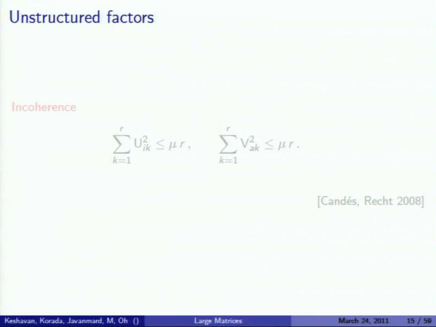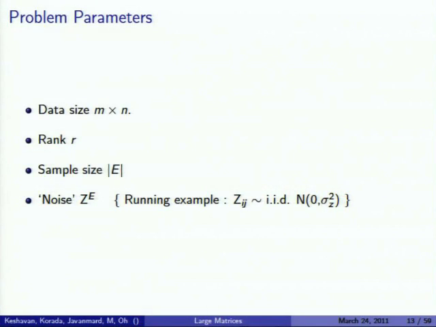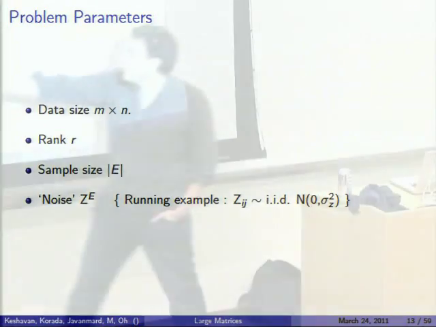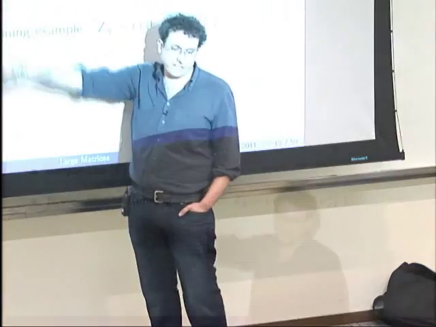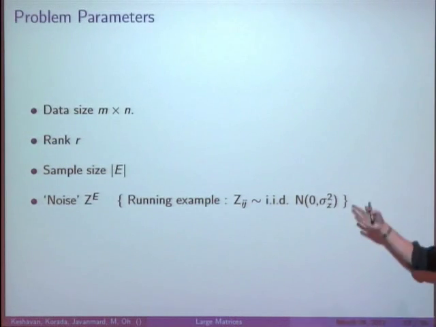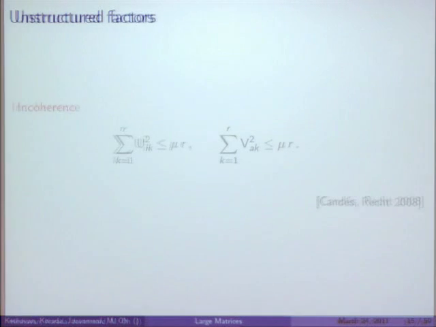Okay, some background. What I want to understand is the trade-off between these things. In particular, how many entries do I need to learn a matrix of a certain rank R within some accuracy?